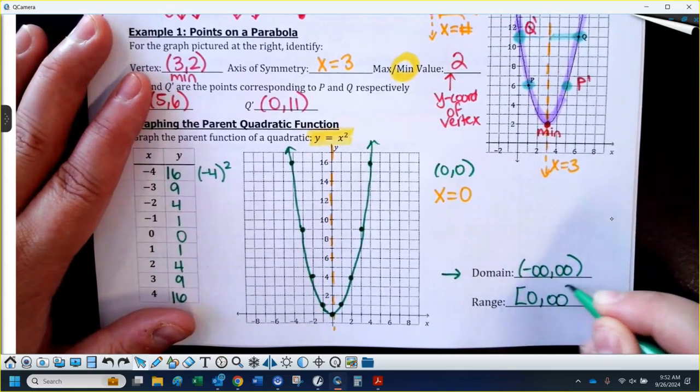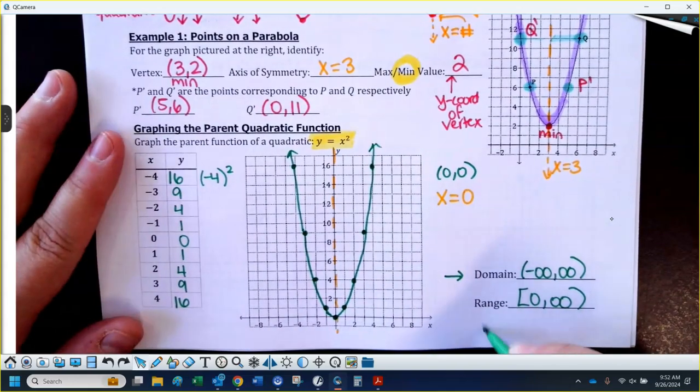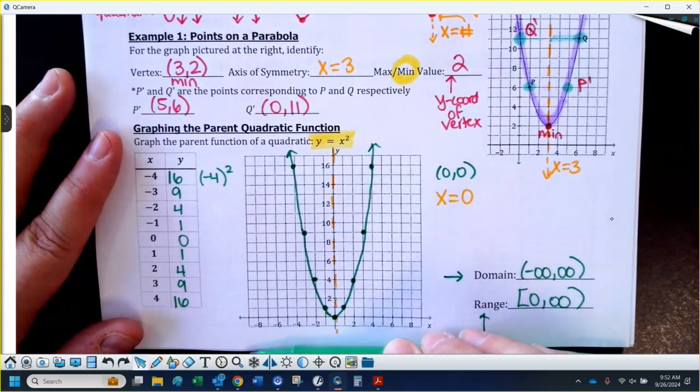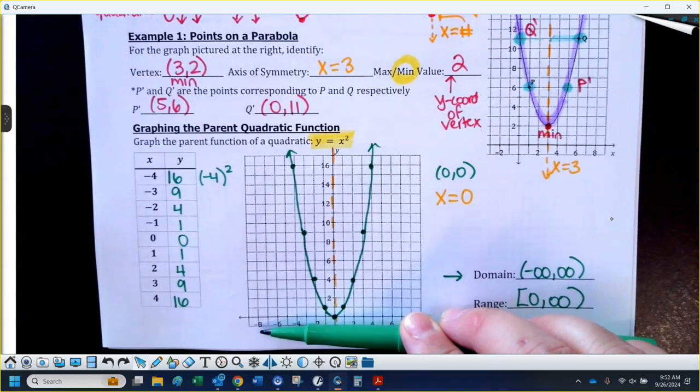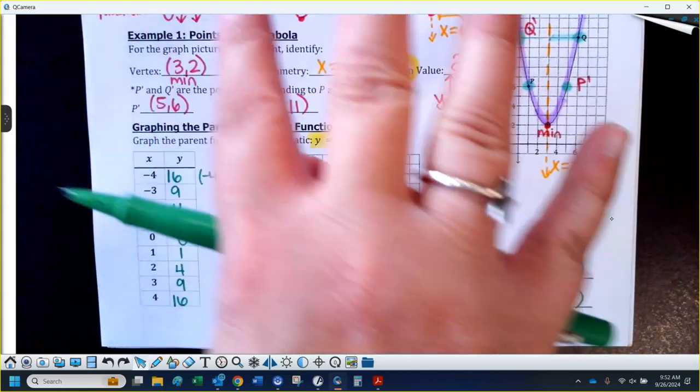Yes, perfect. All right, now the range. You don't have any graph down here, right? When you do the range, go from the bottom to the top. The first y value you touch is on the vertex, that y-coordinate 0. That's exactly why he said to use a bracket, and then everything else goes up forever.